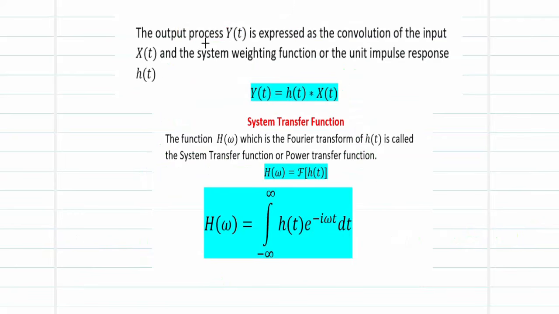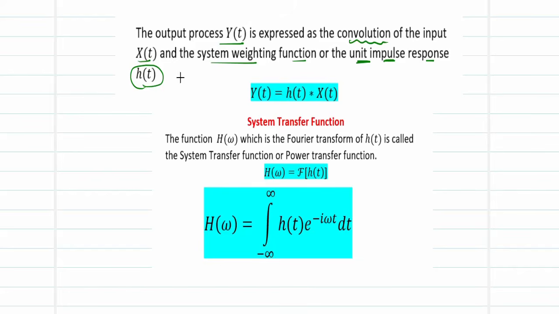Now moving on, the output process y of t can be expressed as the convolution of the input process x of t. How can this be done? By the help of a system weighing function. The system weighing function is also referred to by the name unit impulse response, and it is denoted by h of t. That is, my capital Y of t, the output, can be expressed as the convolution. This asterisk mark stands for convolution. Convolution of the unit impulse response h of t with the input process x of t.